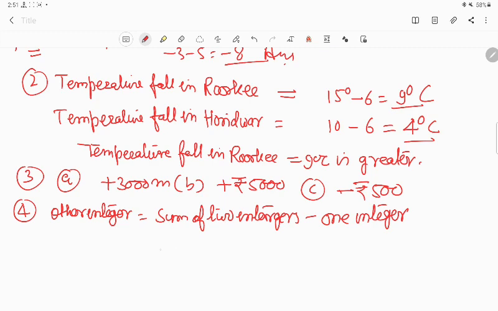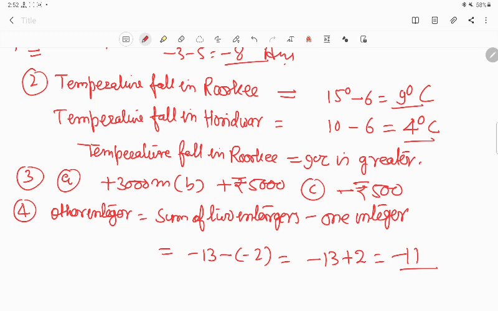So the sum of two integers is given as minus 13. One integer is given as minus 2. So minus 13 plus, minus becomes plus, 2 is equal to minus 11. This is the other integer.